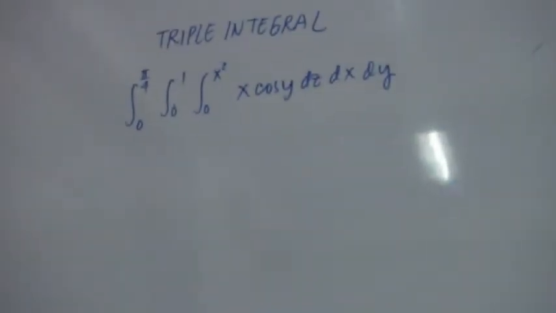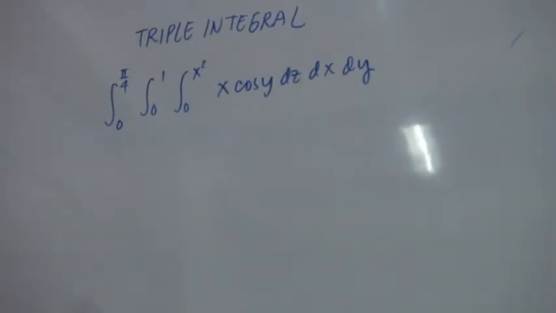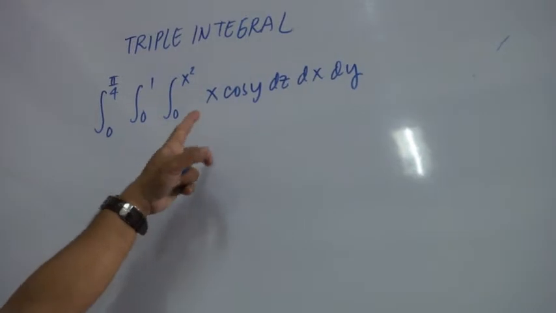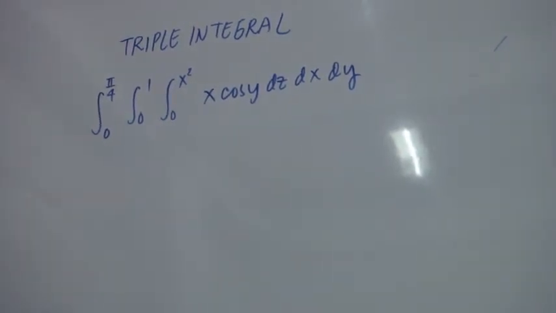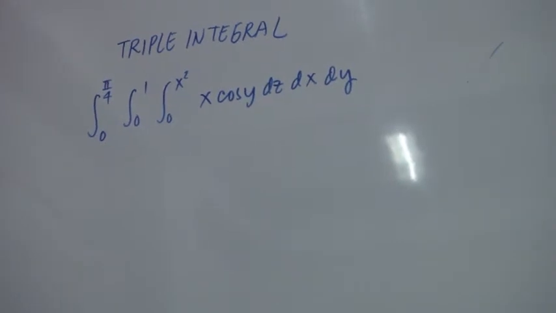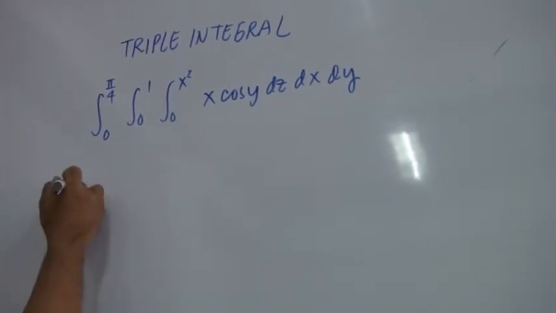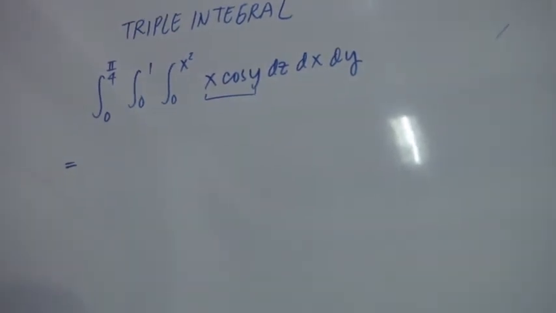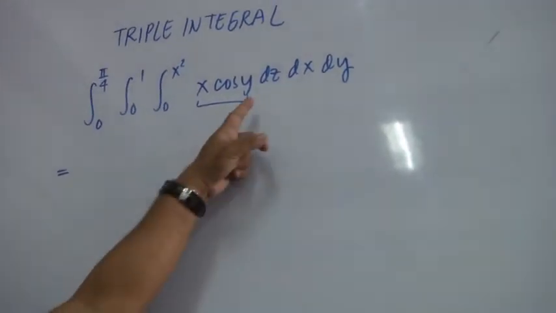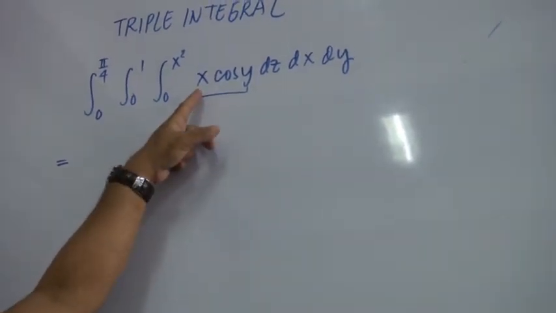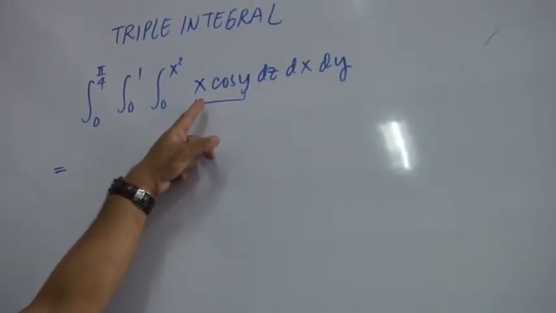Okay, let us learn how to evaluate a triple integral. So we have here number 1, the integral of x cosine y with respect to z, then with respect to x, then with respect to y, okay? So, examine the given integral, where it has x cosine y, and the variable of integration is dz. So that means the integrand here, x cosine y, is constant with respect to z, okay?